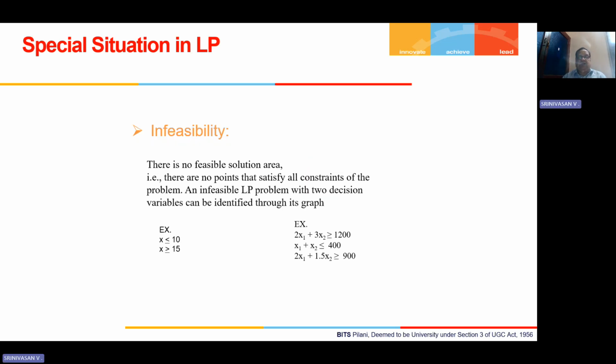So what is infeasibility? So there is no feasible solution area. That is, there are no points that satisfy all constraints of the problem. An infeasible LP problem, linear programming problem, with two decision variables can be identified through its graph. Therefore, when you are not able to get the points, the decision variables are nothing but the unknowns, the variables, say x1, x2, x3, or x1, x2, depending upon the nature of the question.